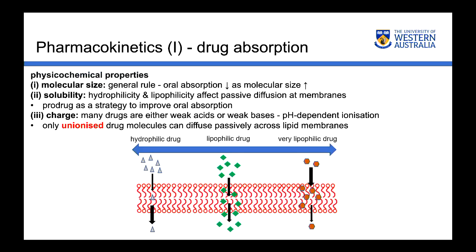Now, I mentioned that it's important to consider the physical chemical properties of drugs. So I'm going to take you through some important properties and how we can use experimental approaches to examine the properties of different drugs. Now the size does matter in terms of drugs because as a general rule, the larger the molecular size of the drug, the less likely the drug will be absorbed. Those drugs will be absorbed poorly.